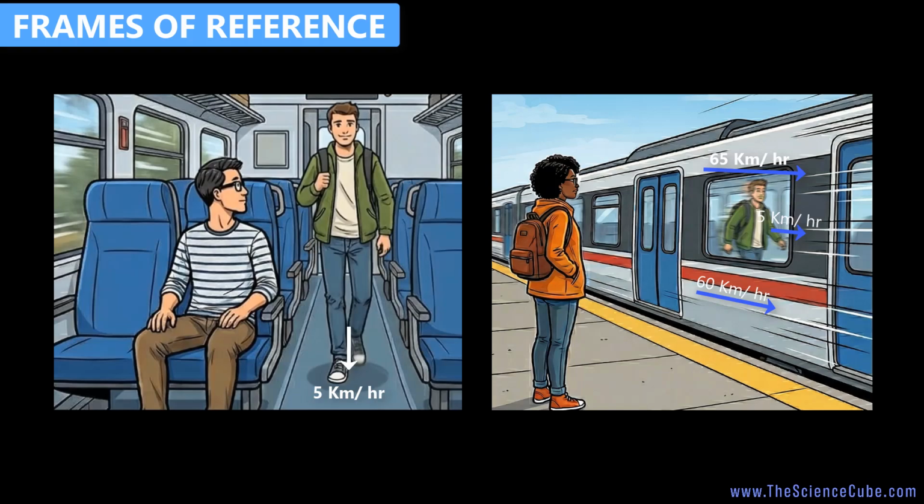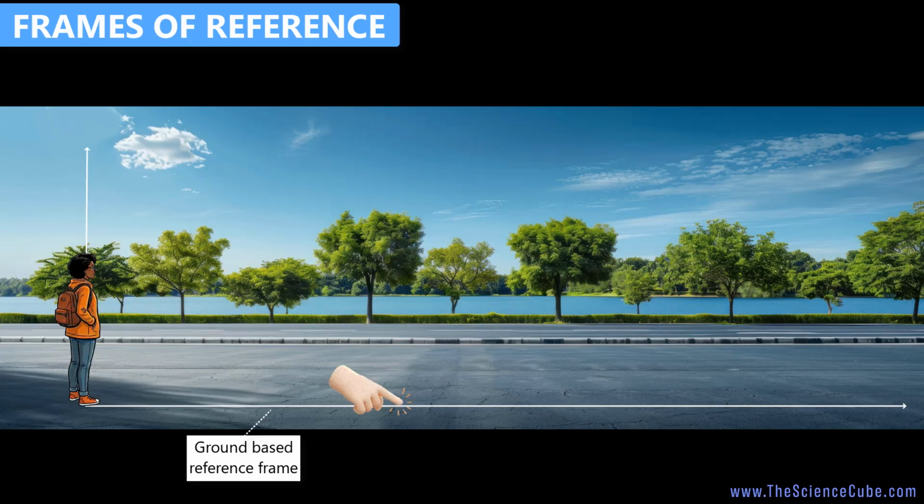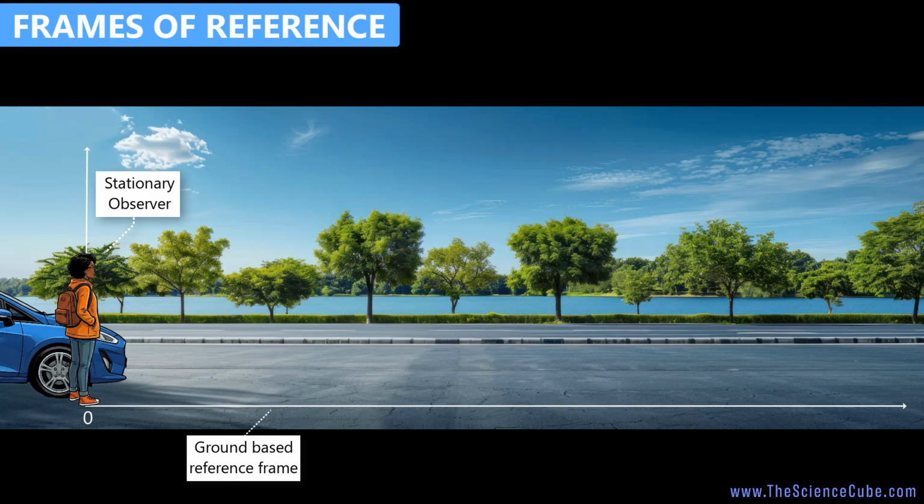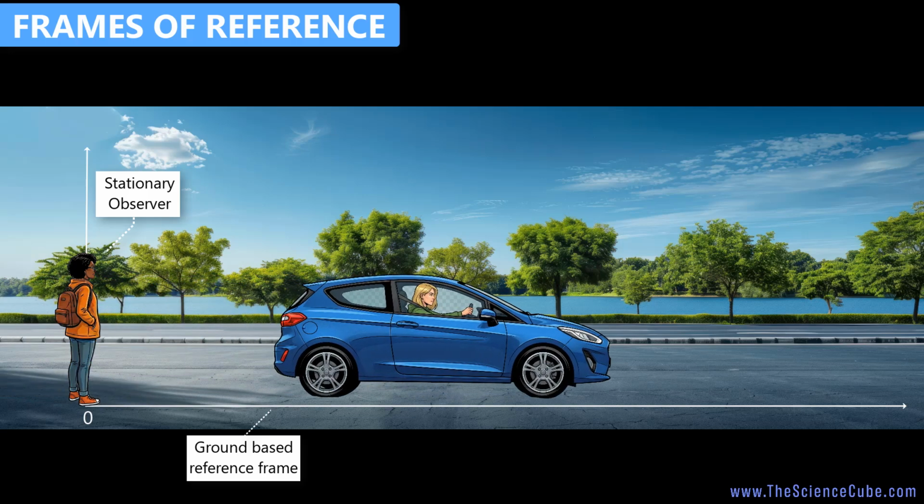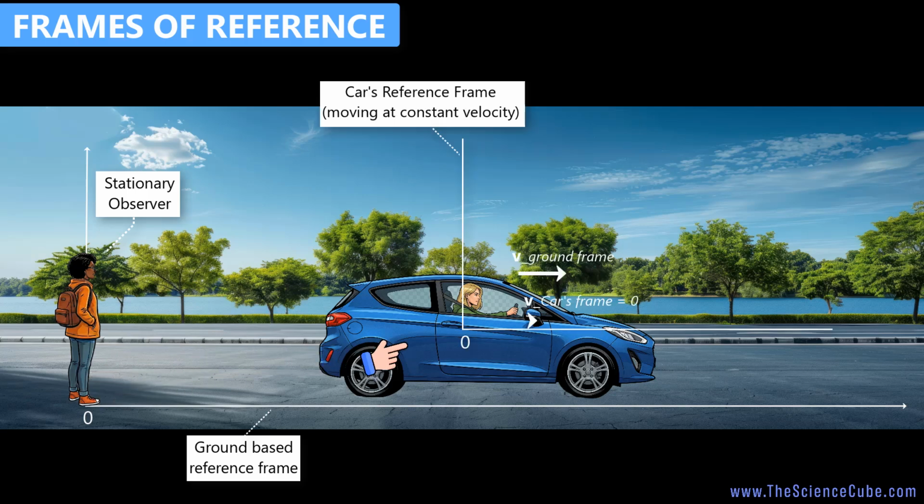So what is a reference frame? A reference frame is just a coordinate system that a particular observer uses to measure motion. Think of it this way. When you define a coordinate system, you pick a direction for positive, you pick where the origin is, and you make all your measurements from there. That coordinate system belongs to you as the observer. It's anchored to you. Now, if another observer is moving relative to you, they're carrying their own coordinate system. Their origin might be shifting, their positive direction might be pointing somewhere different from yours. Same physical event, two different sets of numbers.